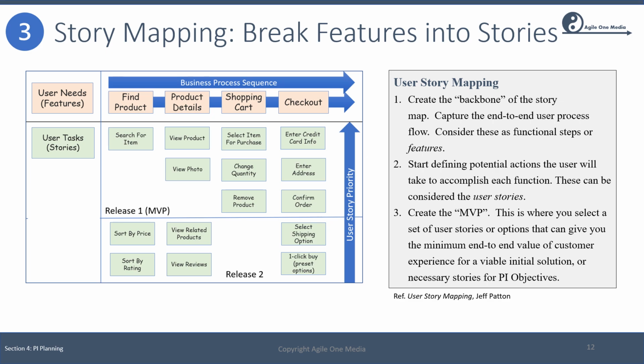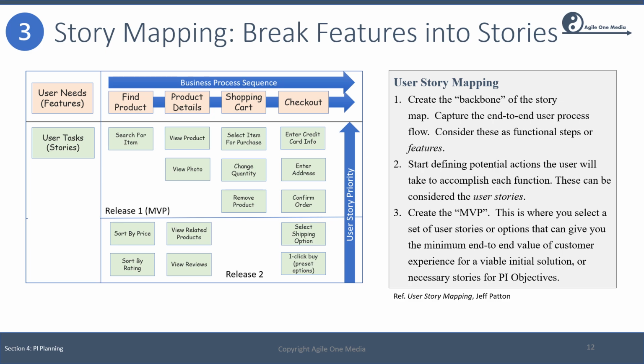So for example, find a product, we're going to search for an item, and we may have options around sorting by price, sorting by ratings, and then for product details, we want to view pictures, images of the product. We want to view user reviews of that product, and we may also want to see related products that we may also want to consider. So these details are the detailed steps, and we could consider those user stories.